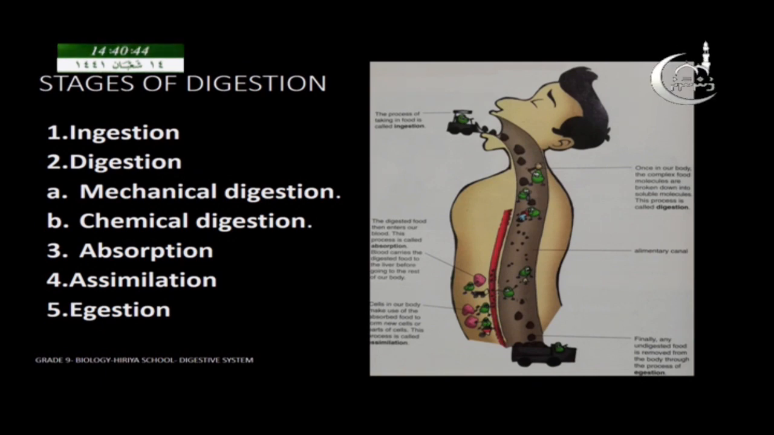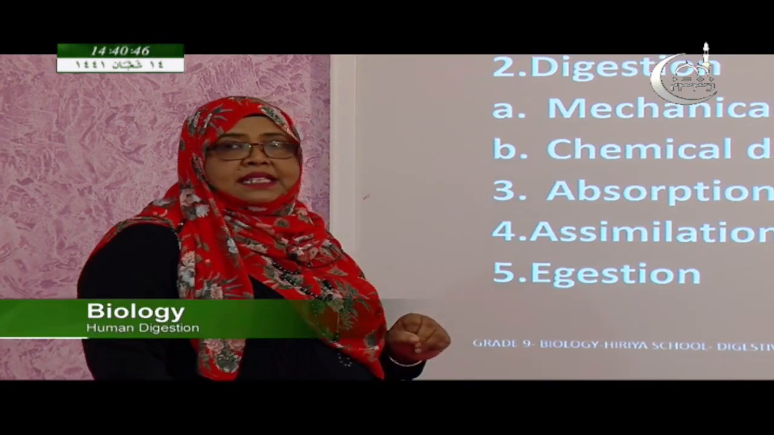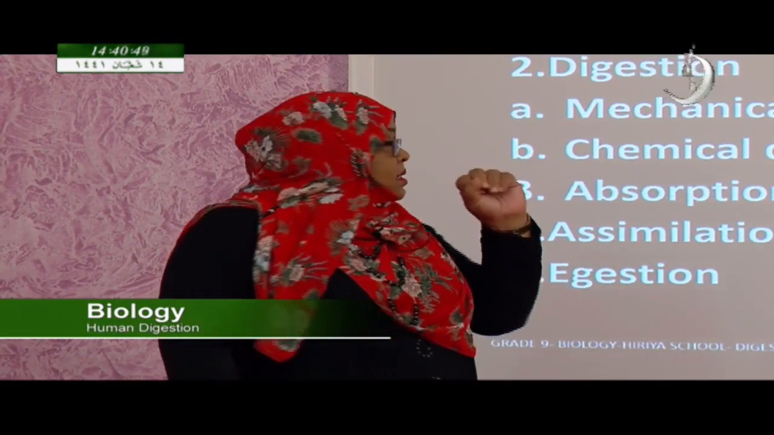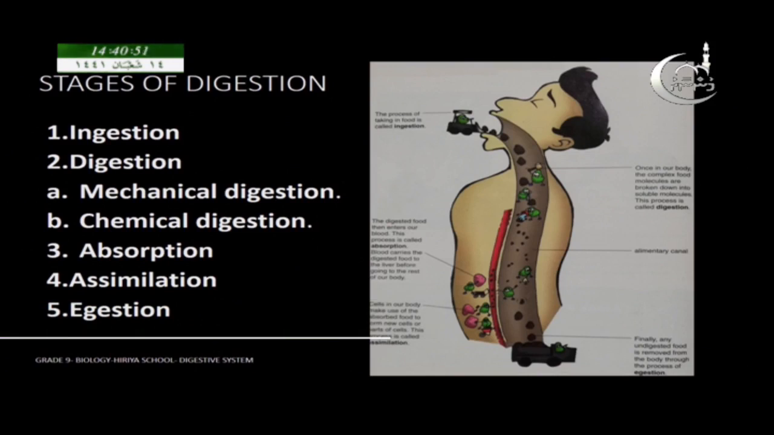Then finally, it is absorption. Absorption takes place in the ileum. Once the food is broken down into its simplest form, it is absorbed into our body. Then comes assimilation. Assimilation is where the body uses the absorbed products. For example, if glucose is absorbed into our body, what is the use of this glucose? Glucose is used for respiration. So, that is assimilation. And finally, it is egestion.